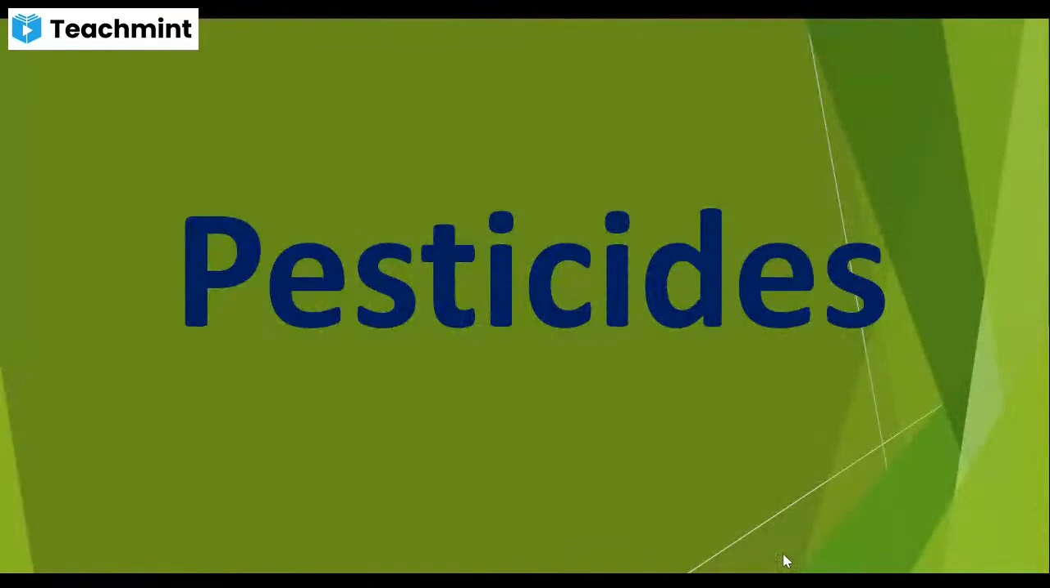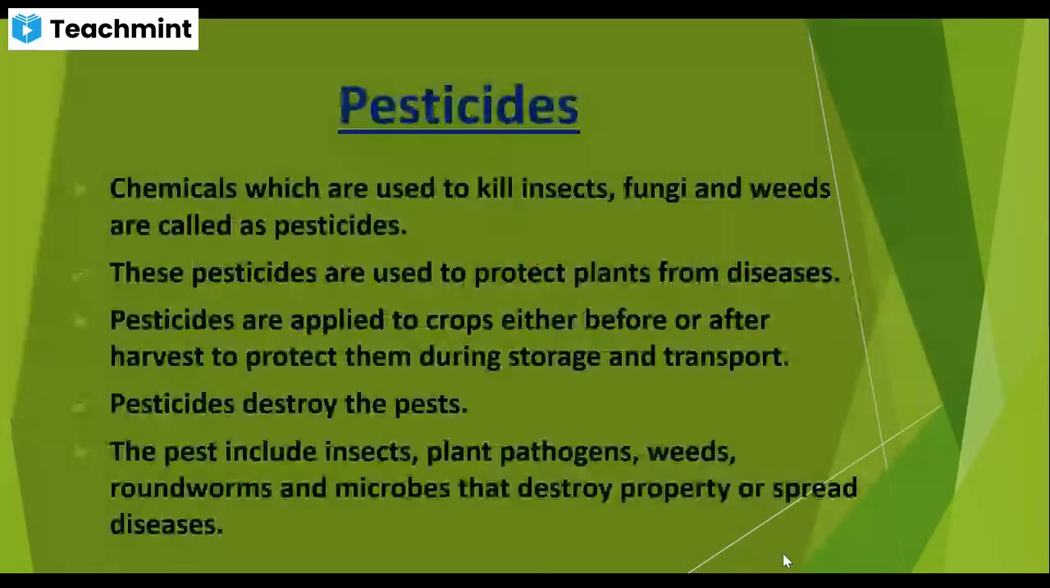So students, today we are going to learn about pesticides. So simply we can think about this one: pests. What are pests and how do we eliminate pests from agriculture or from plants? For that purpose we can use these pesticides. So now see here, pesticides are chemicals.